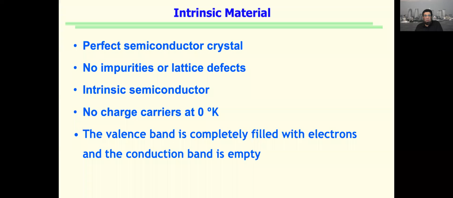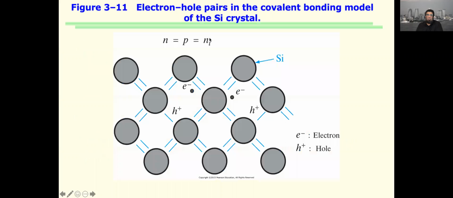Whenever we are talking about electrons and holes, we would always have them in equal number. And that's the relationship p equals n, right? Number of holes equals number of electrons. So n will always be the concentration of electrons, and p will always be the concentration of holes.